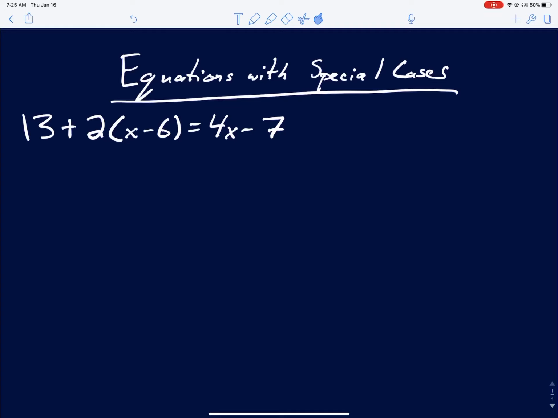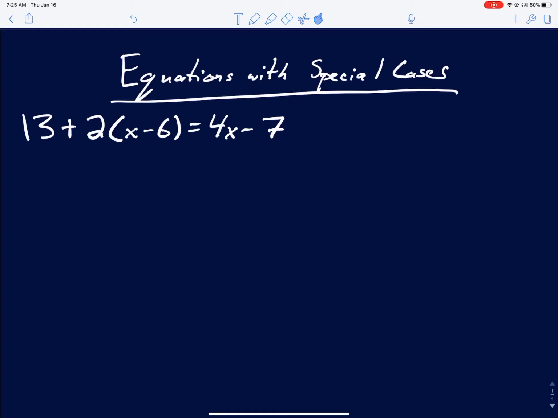Okay, we're going to be talking in this video about equations with special cases. Now, one of these equations will have one solution, one of them will have no solutions, and one of them will be all real numbers or infinitely many solutions. So let's go ahead and start with this first one so that you can see what each one looks like when it's one solution, no solution, or infinitely many.